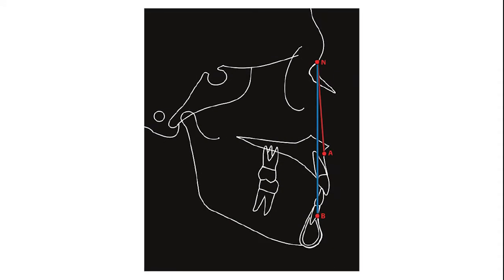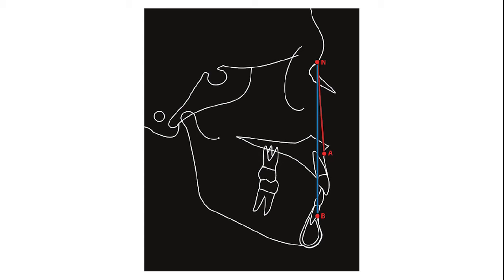Okay, moving on to the relationship of maxilla to mandible, also known as skeletal pattern. The sagittal relationship of the mandible to the maxilla may be described as a skeletal class 1, 2, or 3. Skeletal class 1 means the maxillary and mandibular skeletal bases are in a normal sagittal relationship to one another. The maxillary skeletal base is 2 or 3 mm anterior to the mandibular skeletal base.